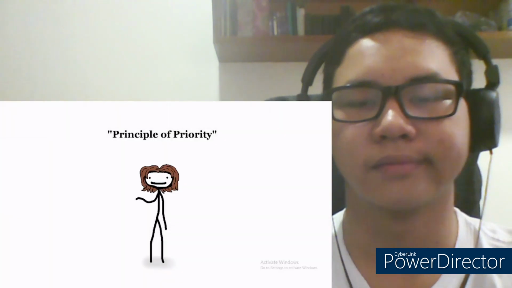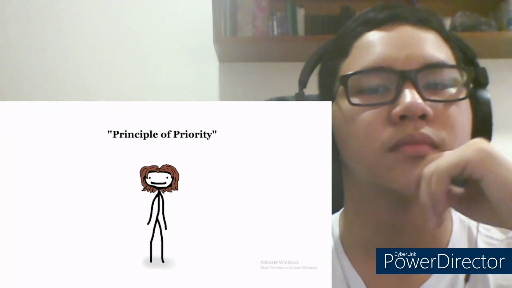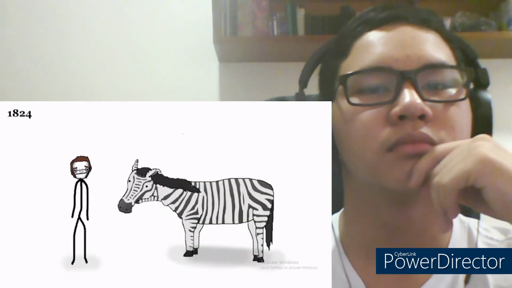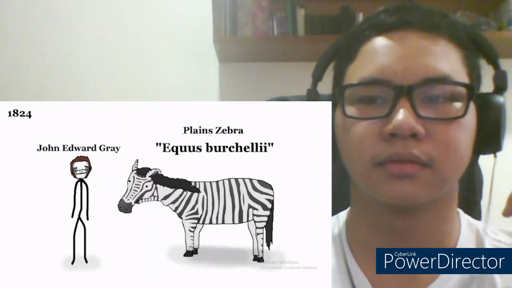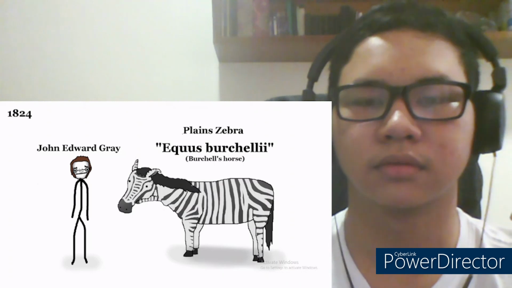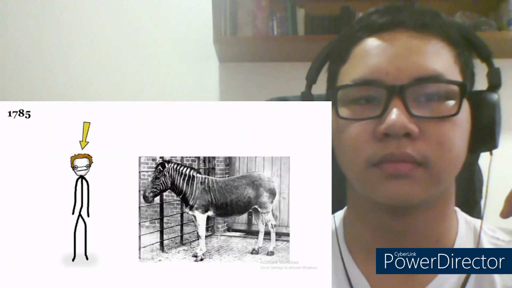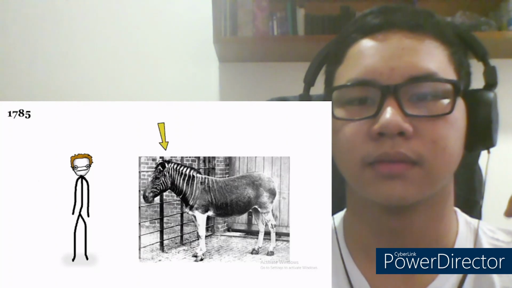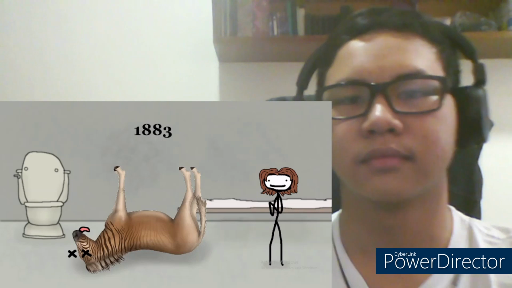This principle holds true even if someone thinks they found a new species, only to later discover that it was already named. For example, in 1824, one John Edward Gray documented the plain zebra, calling it Equus burchellii, or Burchell's horse, named after a renowned naturalist of the day. Little did he know, back in 1785, some other douche classified this character as the Quagga. The last Quagga died in a Dutch prison in 1883, so why do we care?